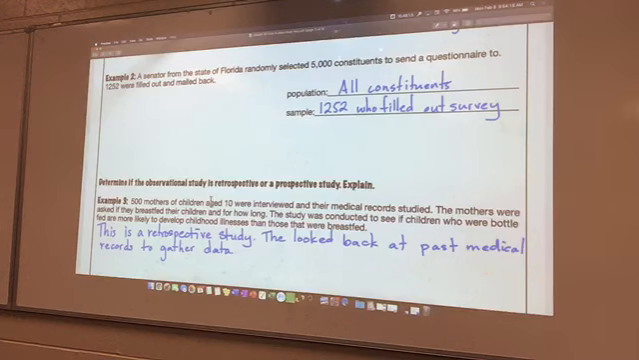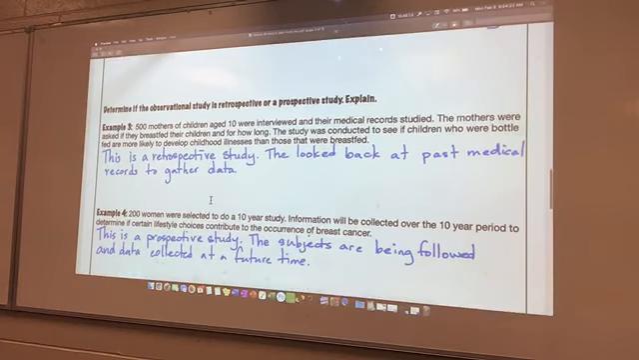Unless. And then it says collected over a 10-year period, right? What if the 10 years were over? Is it still prospective? What if the 10-year study was over? Is it still prospective? If the 10 years were over, is it still prospective? If it happened, it's in the past. So after the 10-year study is over, is it considered retrospective at that point?